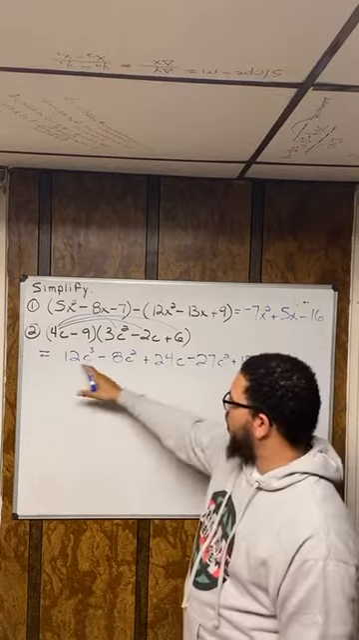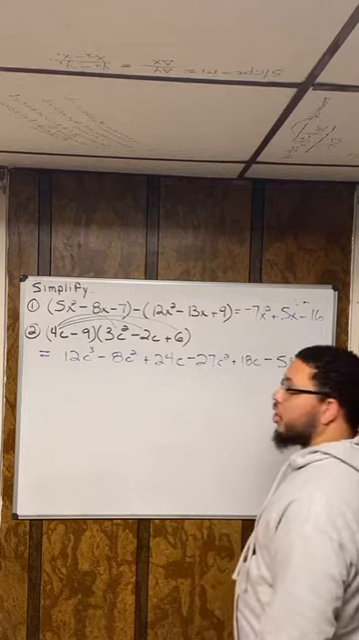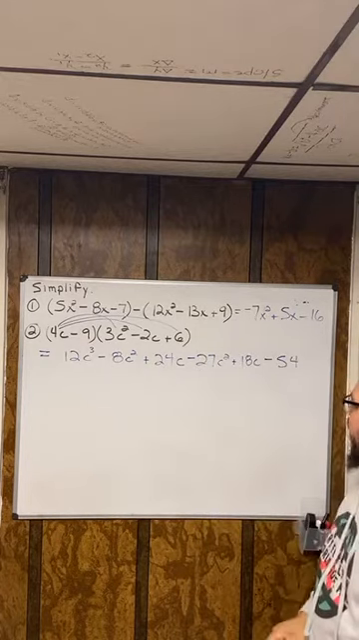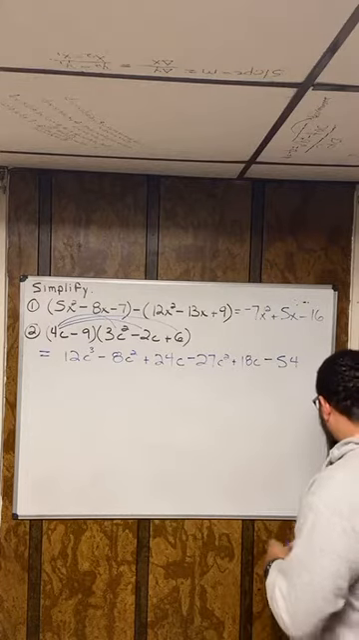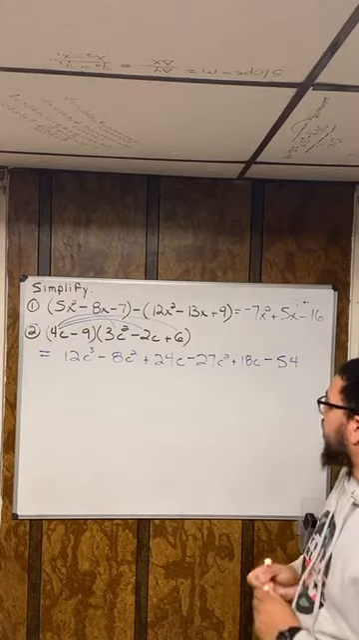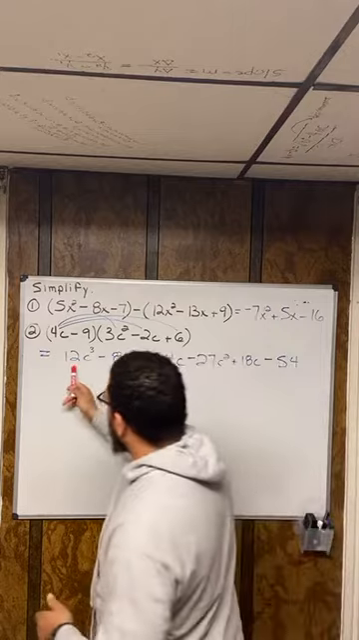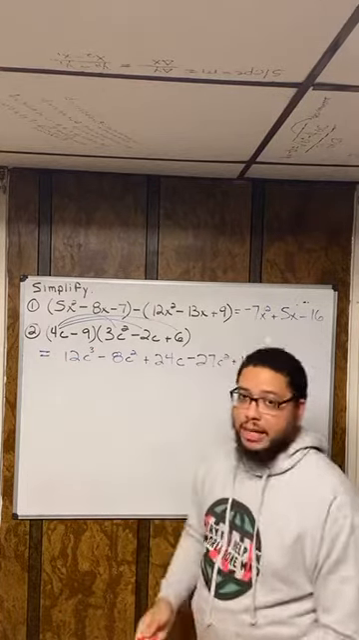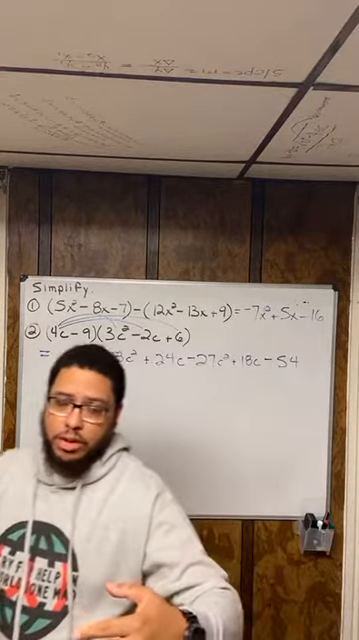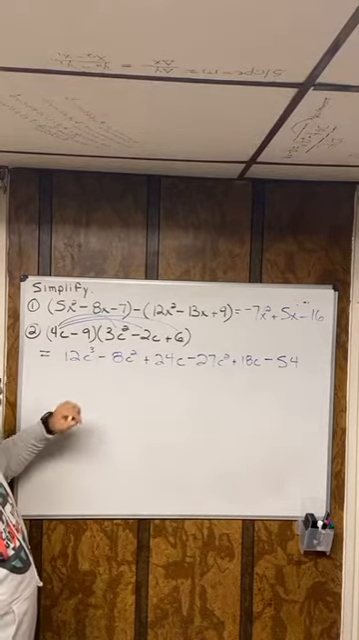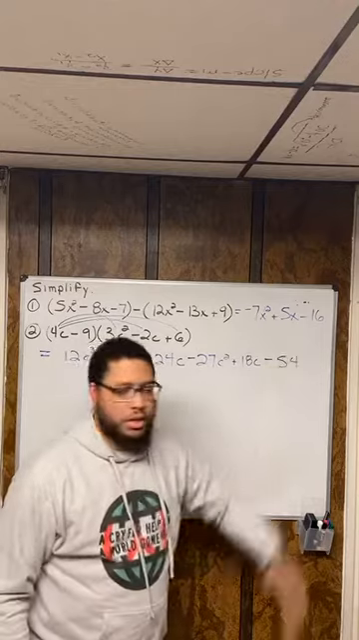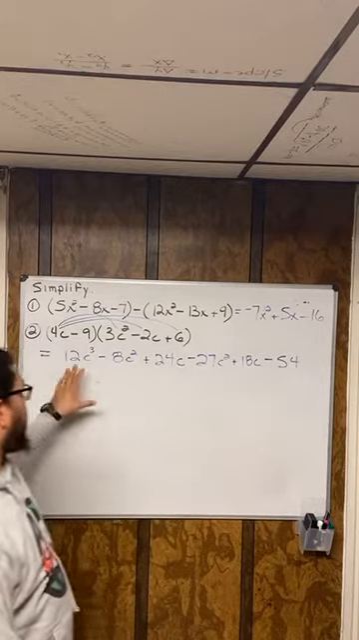So now I got my 1, 2, 3, 4, 5, 6 terms all laid out. And now I need to look for like terms. So what I'm going to do is I start at the far left. I got 12c to the third. And remember, like terms have the same letter with the same exponent, or the same letter with the same little number. So I have c to the third power. I don't have anything else with c to the third power in it. So that means 12c to the third is all alone.